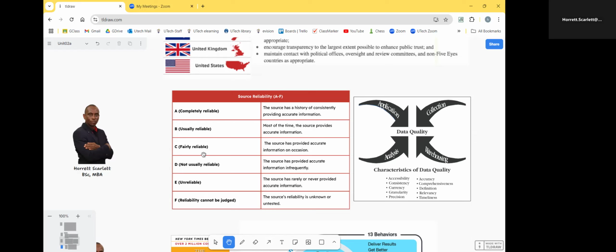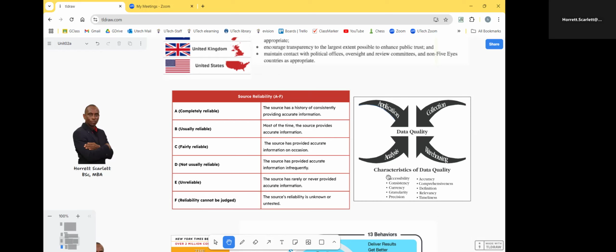Is it fairly reliable? Is it not usually reliable? Is it unreliable? Or are we at the stage where we cannot judge the reliability of this source? So we don't have enough evidence, enough data for us to actually put a rating on this source. So this is a very useful tool in terms of being able to classify or determine whether or not the data sources that we have at our disposal can be trusted.